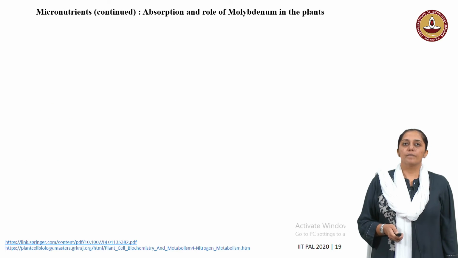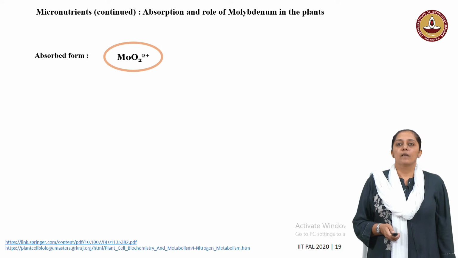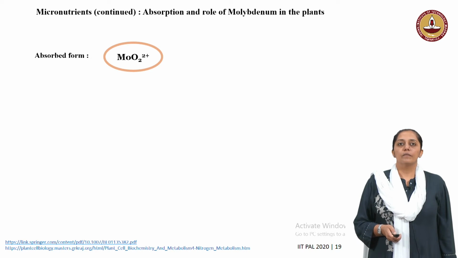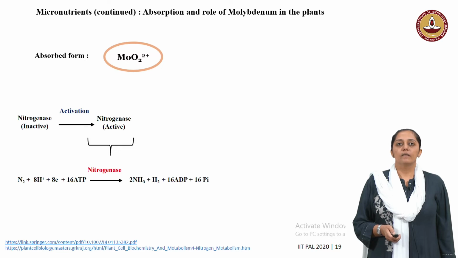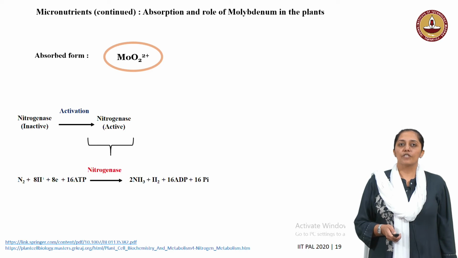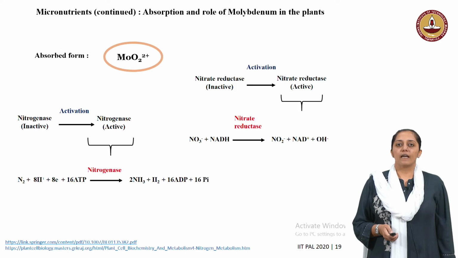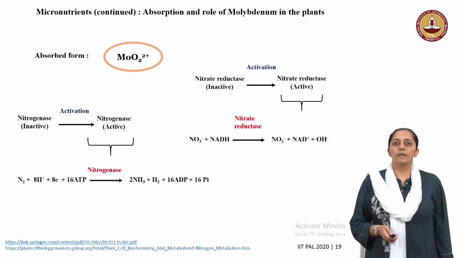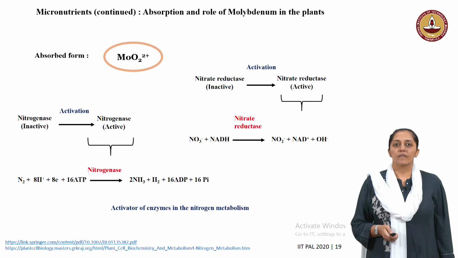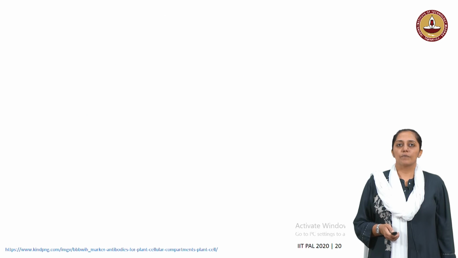Talking about molybdenum, it is absorbed in its ionic form of molybdenum oxide. It acts as an activator of the nitrogenase enzyme, which is included in nitrogen metabolism, and also as an activator of nitrate reductase. Both these enzymes play a crucial role in nitrogen assimilation by the plant. So, it is an activator of enzymes which are required in nitrogen metabolism.